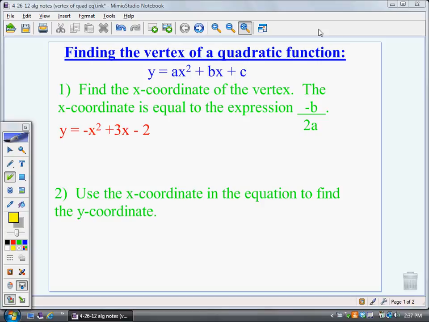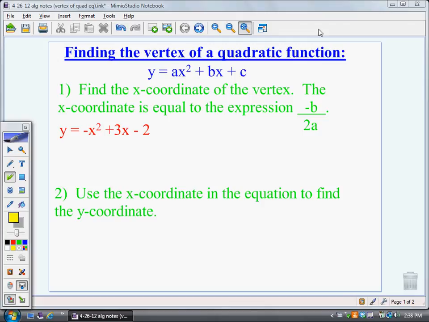Alright, in this video we're going to talk about how to find the vertex of a quadratic function. This would be the first step in hand graphing a quadratic function. You locate the vertex, and then from there you would pick other points for x and the corresponding points for y. So to find the vertex, the x-coordinate of the vertex you have to find first.